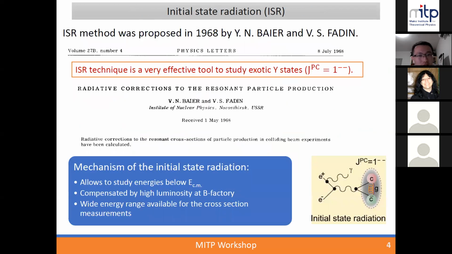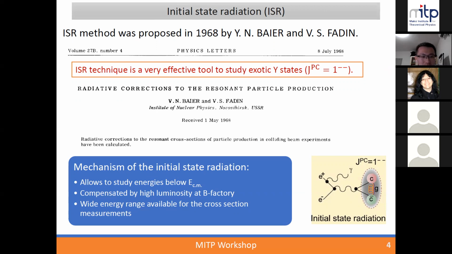Okay, slide number 4. So a short introduction on the initial state radiation method. This method was proposed as early as 1968 by the paper shown here. And the ISR technique is very effective to study exotic Y states. Its J^PC is 1--.